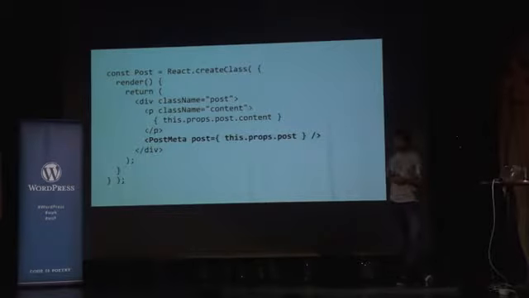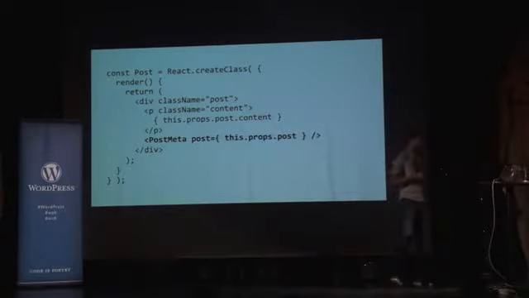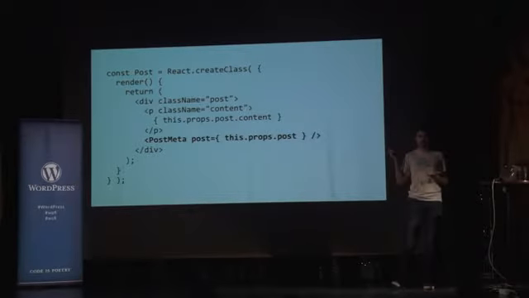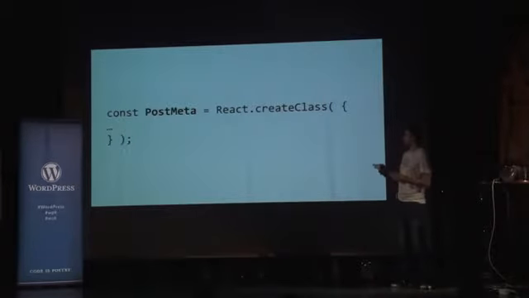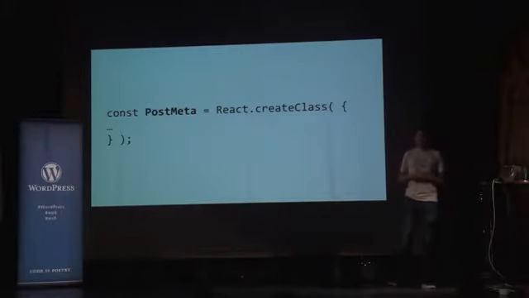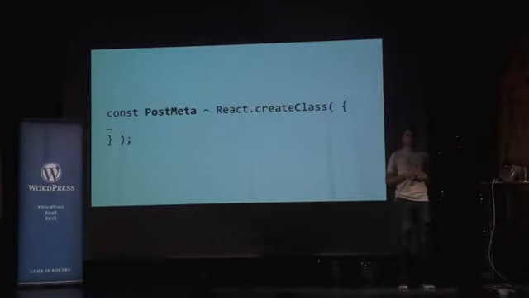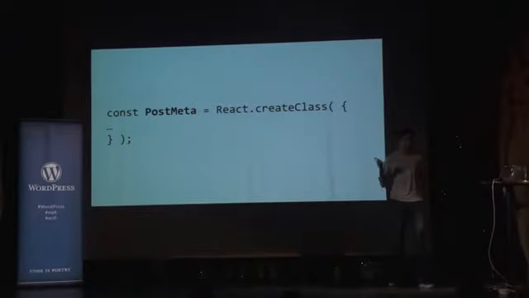Something really cool about components is that they can be nested. Let's say we have a post component, and inside we want to have a post meta, right? And this is not magic. Post meta is just a variable which leads to another React component. It's nothing more. So our custom components work at the same level as the HTML elements, and we can nest and mix them as much as we want.